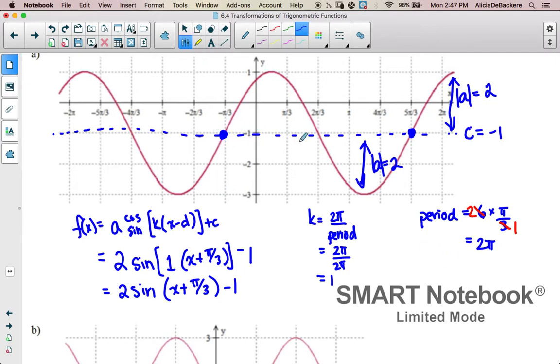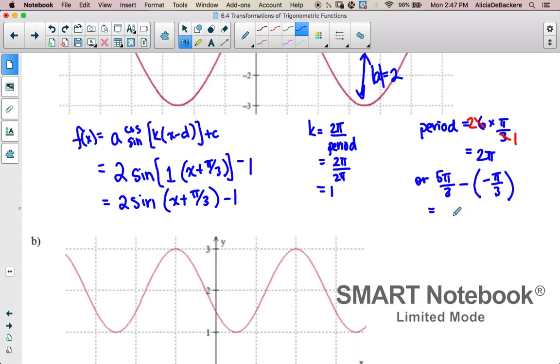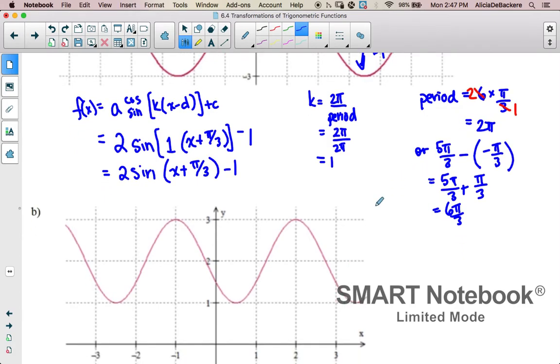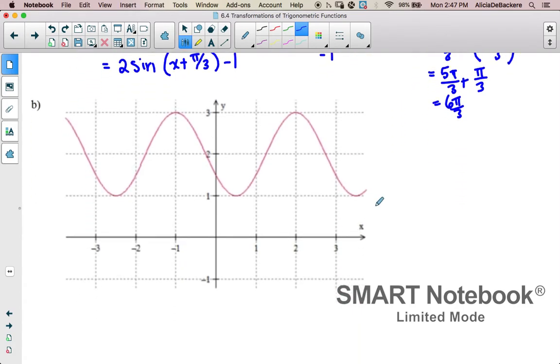Another way that you could have calculated the period is to take the ending value, 5 pi by 3, and subtract the starting value, negative pi by 3. But notice there I'm subtracting a negative, so I'm actually going to add those things together. So I get 5 pi by 3 plus pi by 3, which is, again, just like up here, 6 pi by 3s, and you would then reduce that to 2 pi. Okay, so same idea, just one counting and one using a mathematical formula.